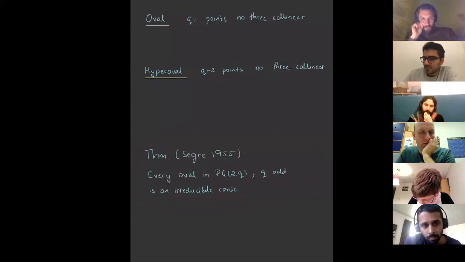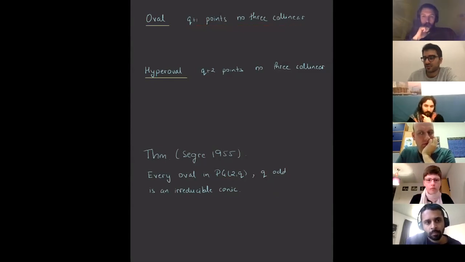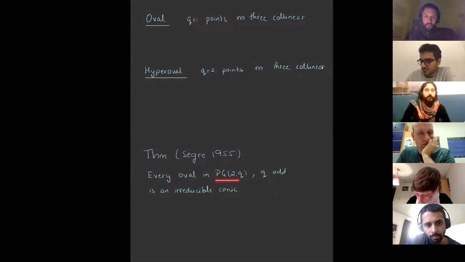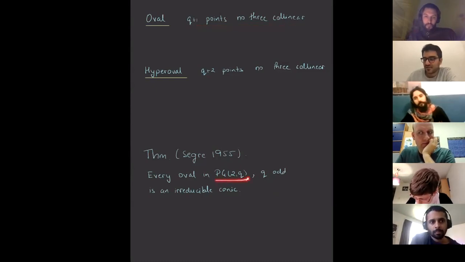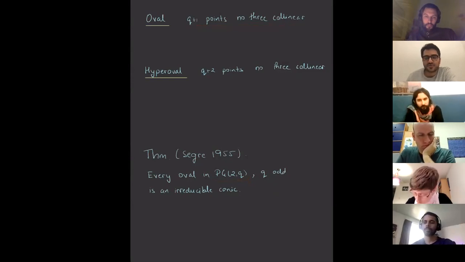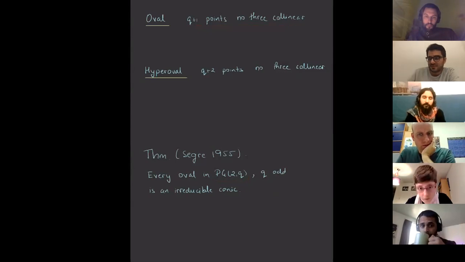A set of q plus 1 points in any projective plane of order q, no 3 collinear, is known as an oval, and a set of q plus 2 points, no 3 collinear, is known as a hyperoval. That's just terminology. What Segre's theorem says is that ovals in order q Desarguesian or classical projective planes have to come from an irreducible conic. Hyperovals, we don't know. In fact, there will be a nice exercise around ovals and hyperovals, but let me give you an example.